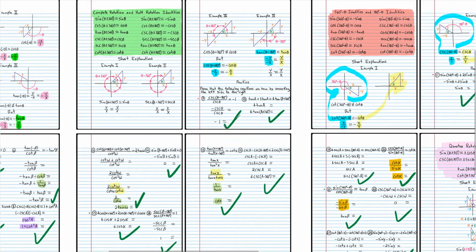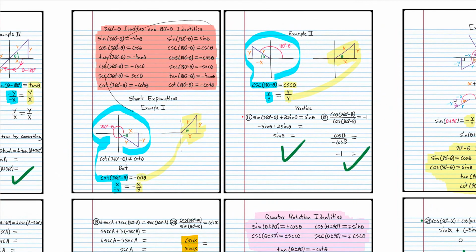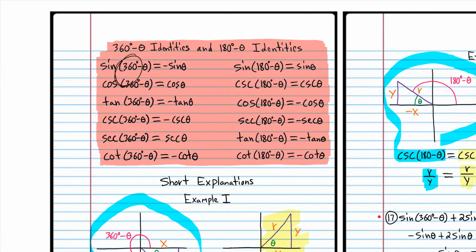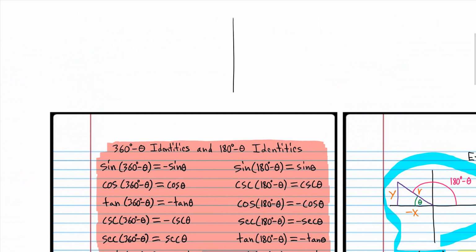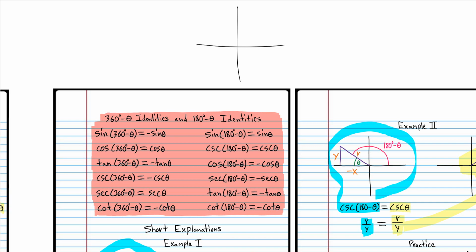And the same is true for these. But you have to start with a 360-degree angle, rotate all the way around, then subtract and go the other way to get your reference triangle. That can be a little confusing for students. With 180, you do the same thing. You rotate all the way around, and then you go backwards because you're subtracting, and that gives you your reference triangle.